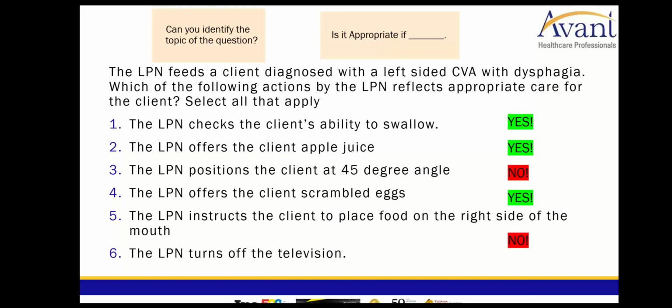And finally, the last one, turns off the television. What is the reason for that particular answer? Well, if we stayed with our assumption, our hypothesis that we want to avoid aspiration, we want the patient to be able to concentrate and focus on their eating. So turning off distractions would be a good thing to do here, because we don't want them thinking about other things than eating and concentrating on their muscles and their ability to swallow.